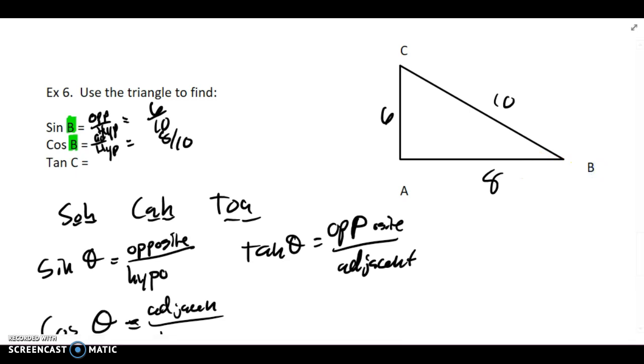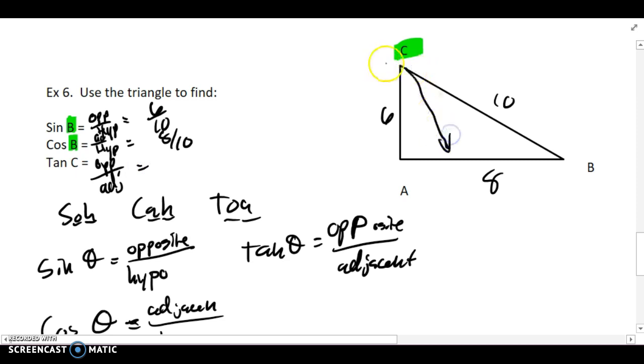Erase that. Now we're going to do tangent of C. So here's C. This is where it gets tricky. Notice everything's going to change now, because a tangent is opposite over adjacent. So the opposite of C is 8, and the adjacent is 6. So this would be 8 over 6. Now notice the opposite is 8 for C, but for B it's not. So notice it changes. And that's just how to set it up.